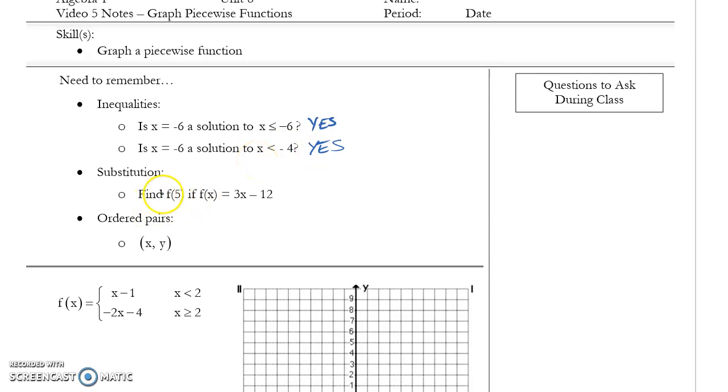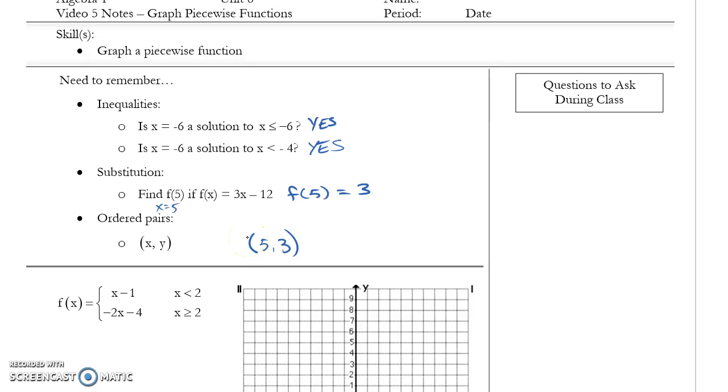For substitution, just like before, if I give you find f of 5, that's saying that x equals 5. I want us to plug that in. In this case, if I put 5 into f of x equals 3x minus 12, I get f of 5 equals 3 times 5 is 15, minus 12 is 3. And lastly is ordered pairs. Recognize that when I give you f of 5 and you calculate 3, that is the ordered pair (5, 3).